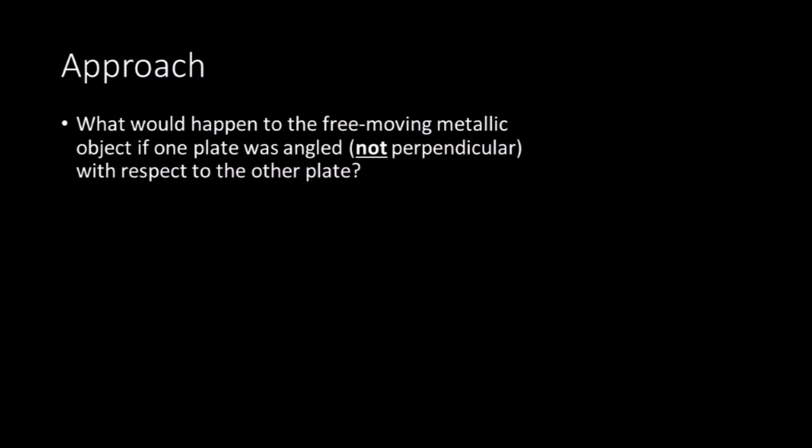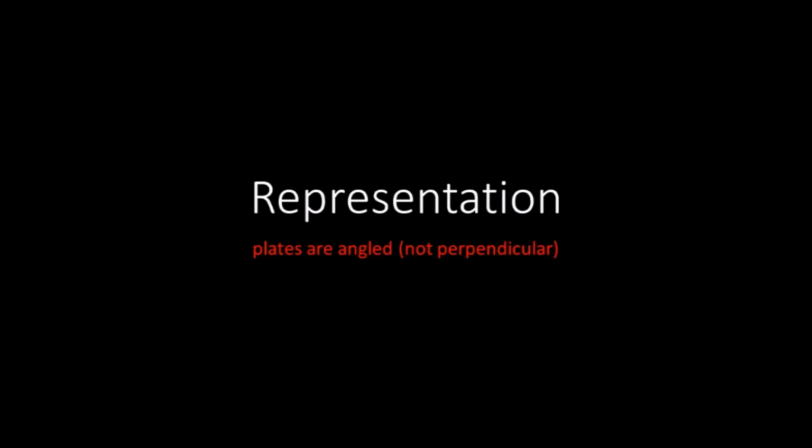Let's continue. What would happen to the free-moving metallic object if one plate was angled? Note, it's not perpendicular with respect to the other plate.